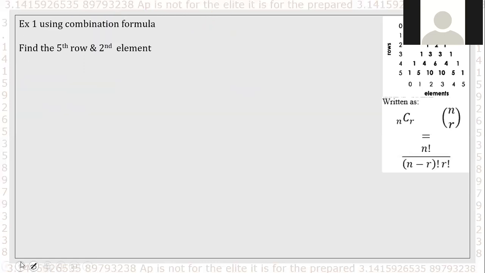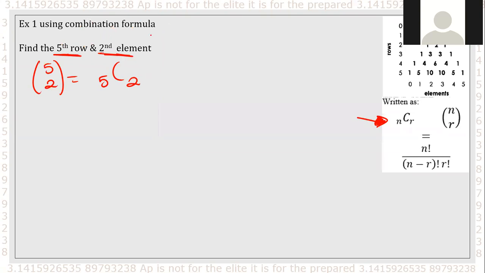Let's go ahead and continue. Alrighty, so whenever you see something like this, 5th row, 2nd element, you should automatically be thinking of 5th row, 2nd element. This is also seen as 5th row, 2nd element. So let's go ahead and practice this. These are used to see combinations. So how many different ways?